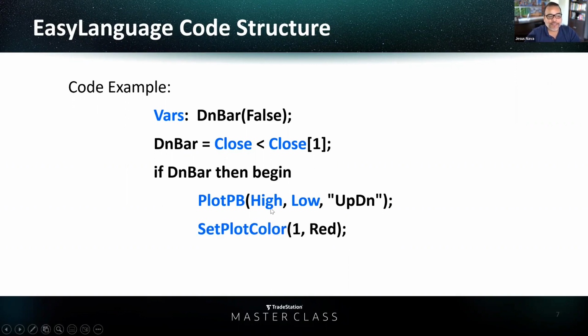And the other action that you want to do is set plot color of plot 1, it's implied that your PB here is plot 1, to red.